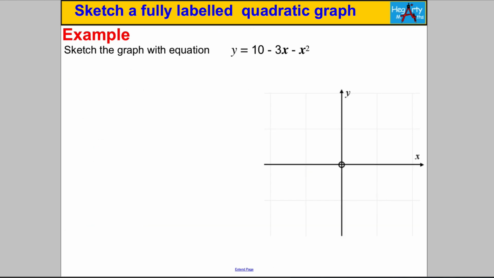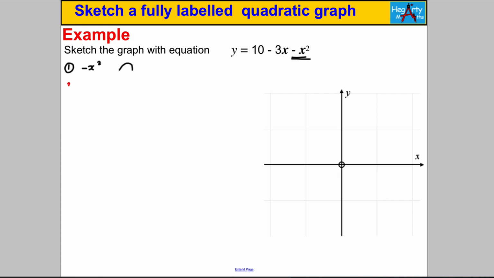Last example, here we go. I'll totally leave it in your hands which way you want to do it. But pause the video and sketch that quadratic. First things first, you need to understand it's a negative quadratic. So it's going to be an n-shaped parabola. That's important. A lot of people forget that when they look at something like this.